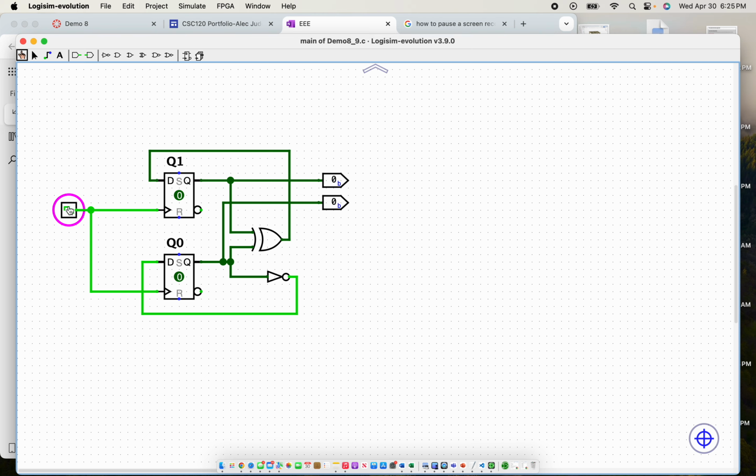We're in 0, 0. So then every clock pulse, we should switch a state. So we're in 0, 0, state A. Now we're in 0, 1, state B. Now we're in 1, 0, state C. And then 1, 1, state D. And now once I click this, we should loop back to state A, which is 0, 0. And we do. So the circuit is working, and that is my demo 8.